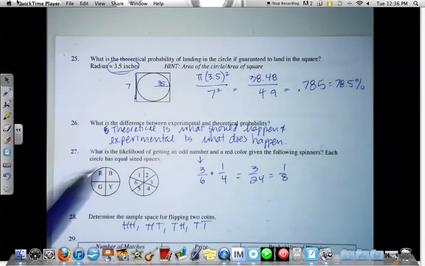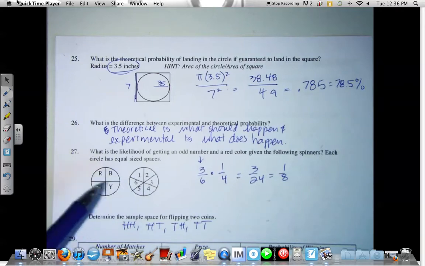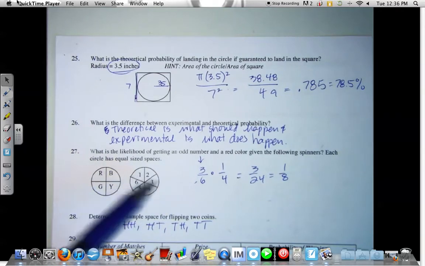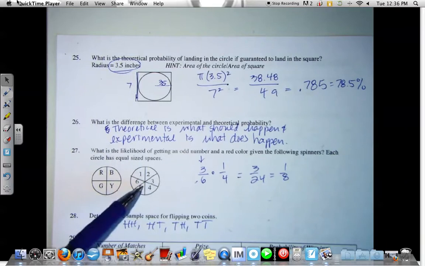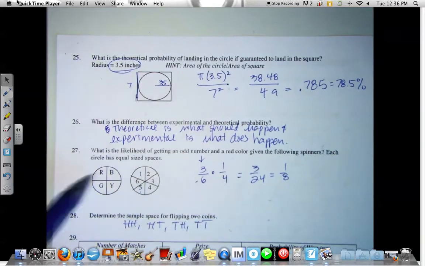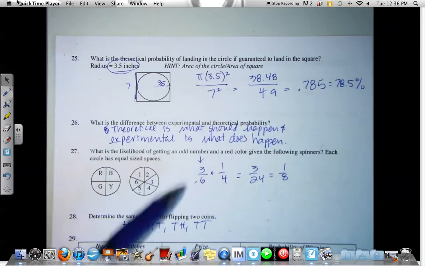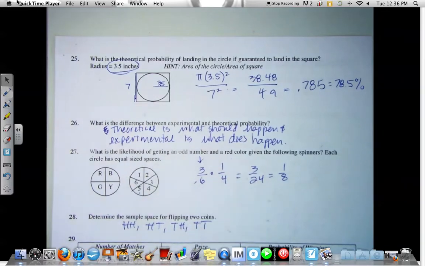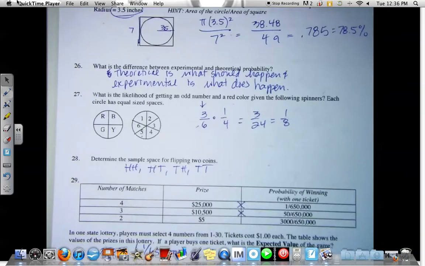27. The likelihood of getting an odd number and a red color given the following spinners. So odd numbers, 1, 3, and 5, so they occur 3 out of 6 times. Red color occurs once out of the 4, so 3/6 times 1/4 gives you 3/24ths or 1/8. 28, sample space for flipping 2 coins: heads, heads; heads, tails; tails, heads; tails, tails.